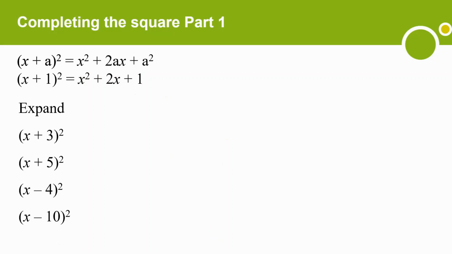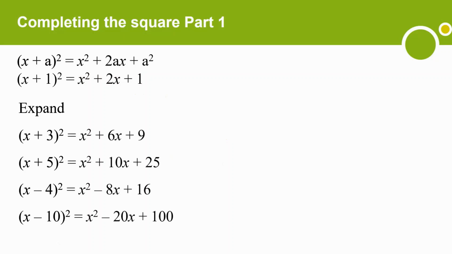Alright, so just very quickly to go through the answers. The first one, we see plus 3, so the middle will be plus 6 and then plus 9 because it's 3 squared. The next one, 5 times 2, we get 10, and then the square of 5, we get 25.